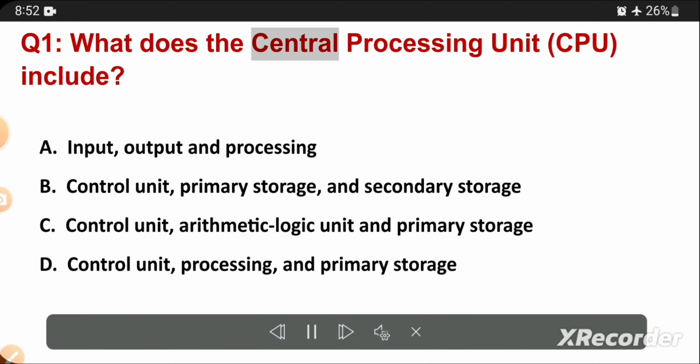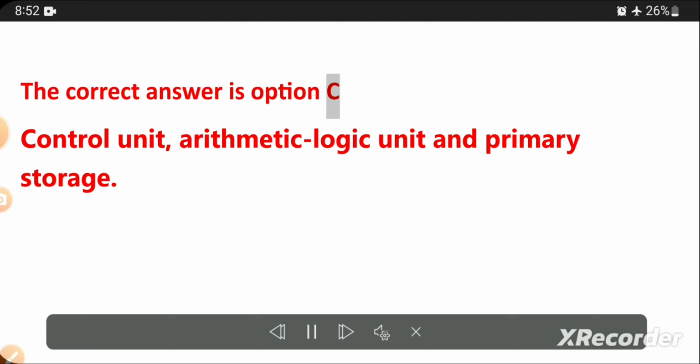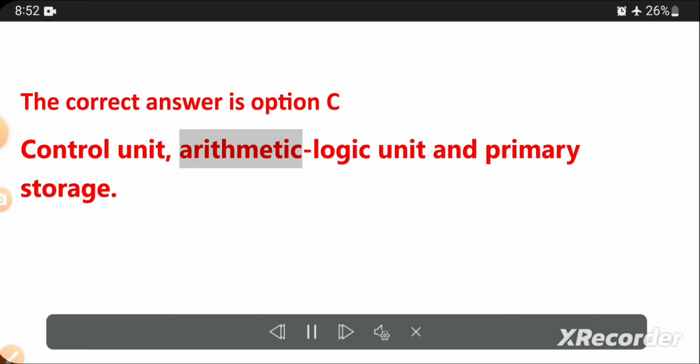Q1. What does the central processing unit (CPU) include? A. Input, output and processing. B. Control unit, primary storage, and secondary storage. C. Control unit, arithmetic logic unit and primary storage. D. Control unit, processing, and primary storage. The correct answer is option C. Control unit, arithmetic logic unit and primary storage.